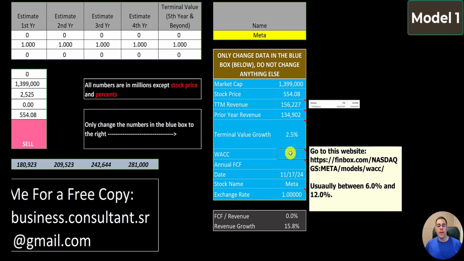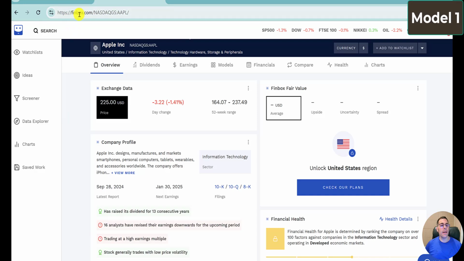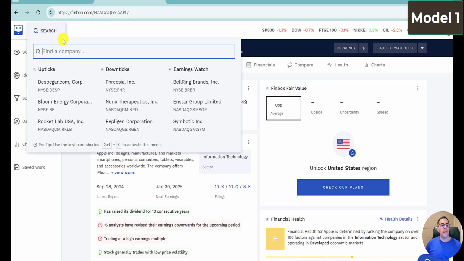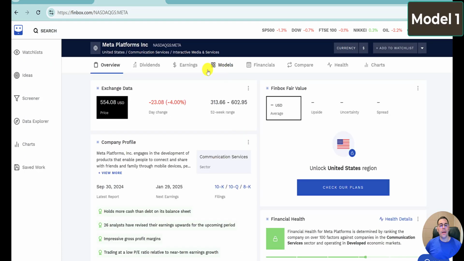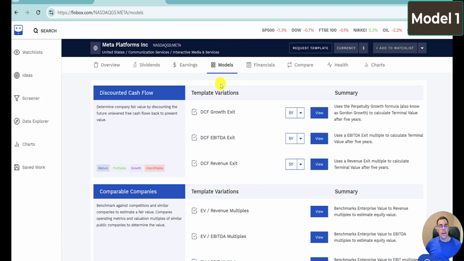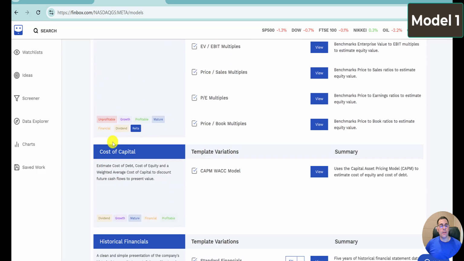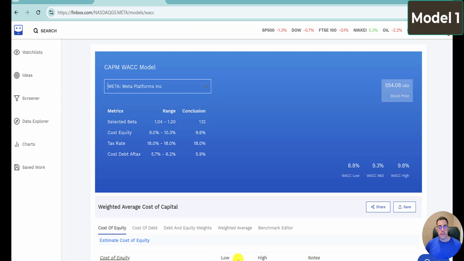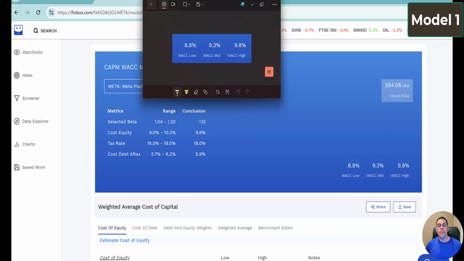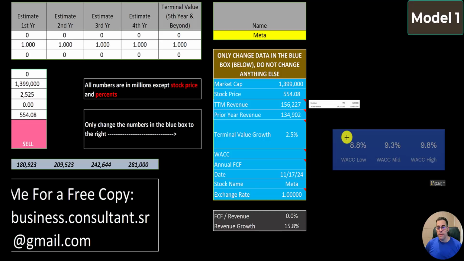WACC is a discount rate. I recommend using Finbox. Just go to finbox.com, hit the search bar, and type in your ticker, META. I'm going to click on Meta, and then click on Models right here, and then scroll down to Cost of Capital, hit View, and this gives you 3 WACCs, a low, medium, or high. I use the middle a lot, but you can use whatever you want.